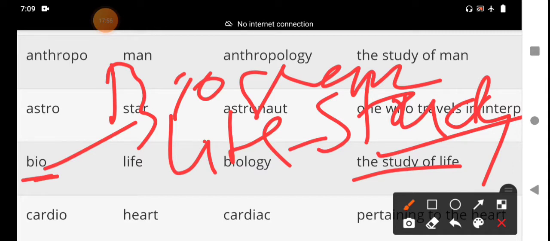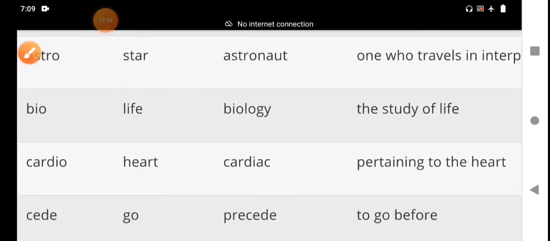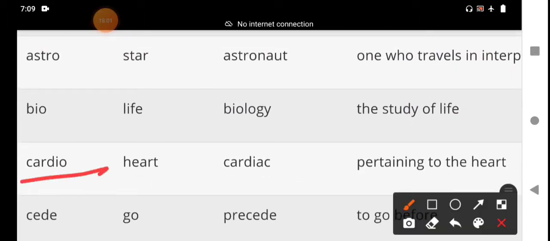And then we will go to the next word, cardio. We should pronounce it cardio. The meaning of the root word, a prefix, is heart. The main word formed with this prefix is cardiac. Some words have different meanings also. Cardiac means pertaining to the heart.